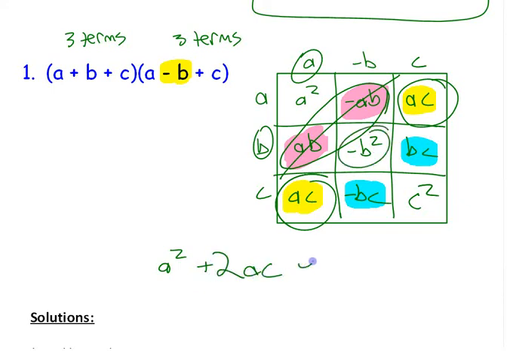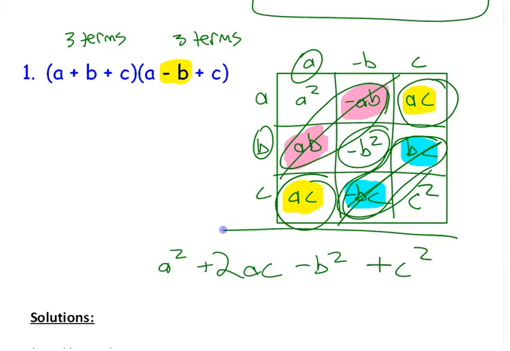Then I'm going to put down this minus B squared. Okay? And then I'm going to put down this and say, I have BC and a negative BC. Those cancel out as well. And then I have C squared. This is what it is. That's what it is in its simplified form. Okay, believe it or not.